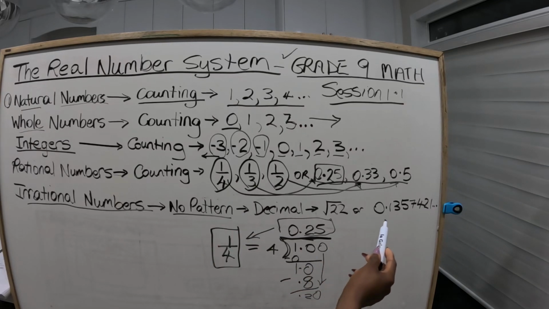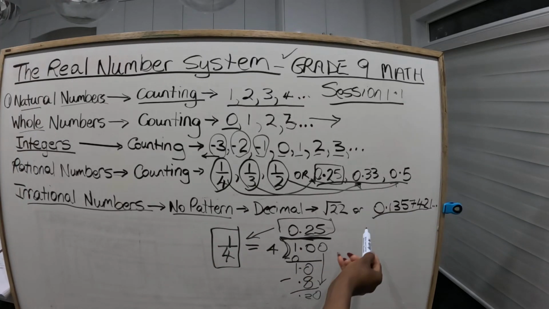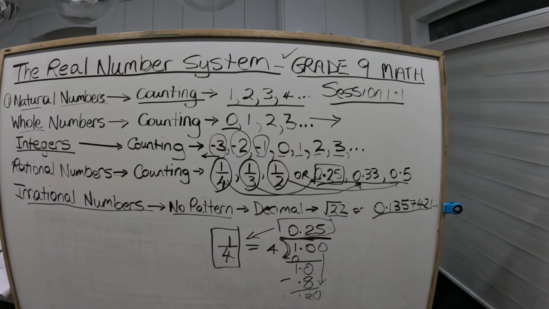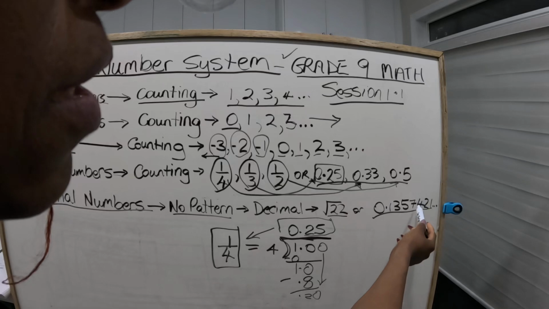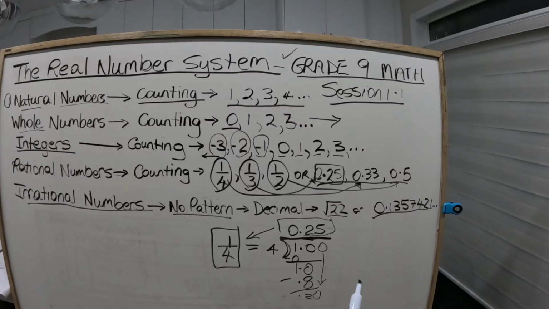And then irrational numbers, they don't have any pattern. They can be expressed as decimals over here or as square root numbers. So 0.1357421, if you continue with that, you'll find that it's going to not have a pattern. So it could be infinite random numbers coming after the 1, where you see that 1 there. And that's basically what the different real number system entail.